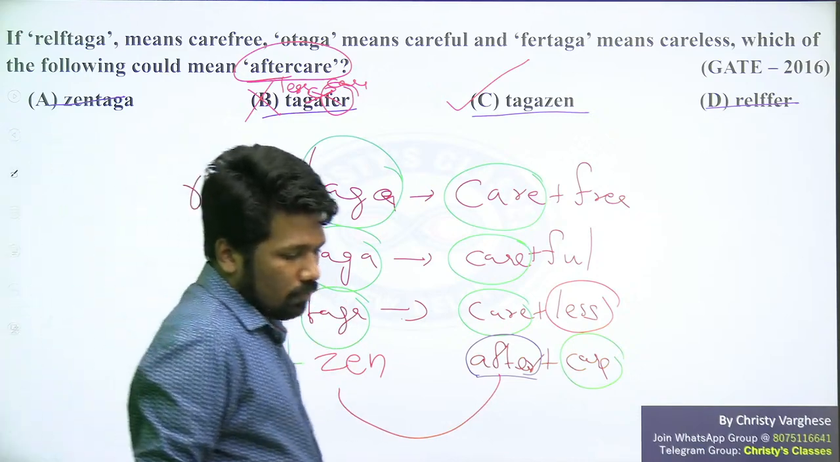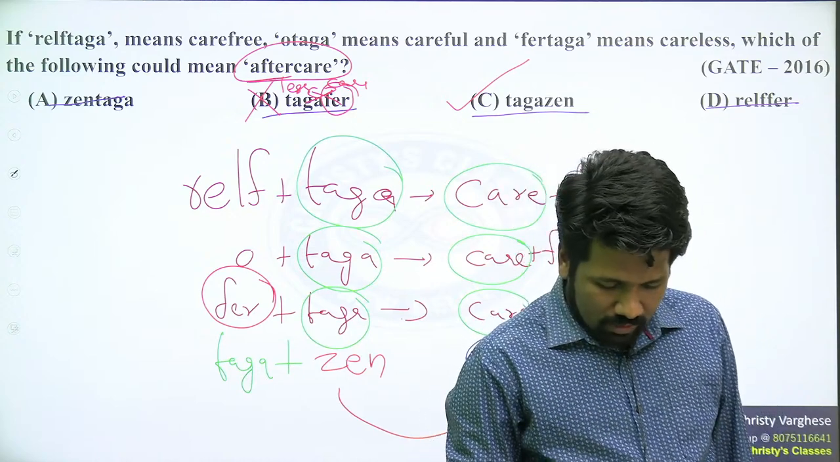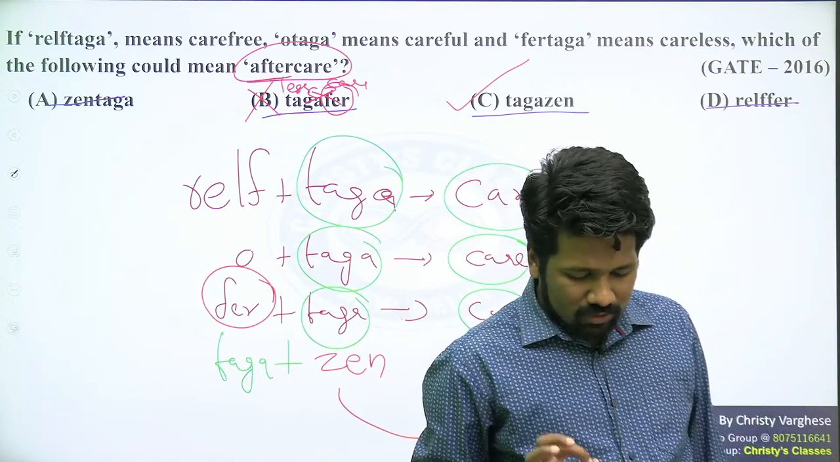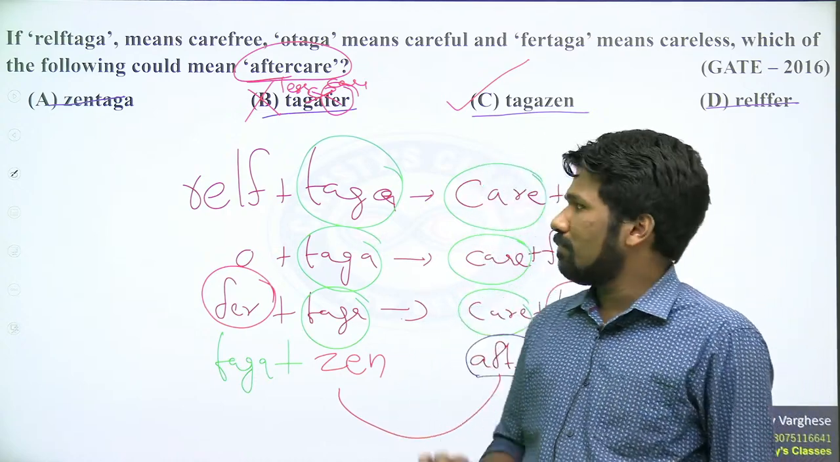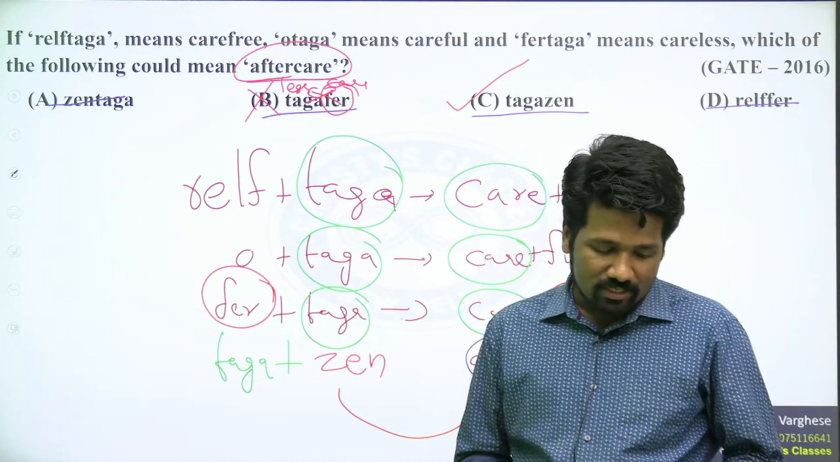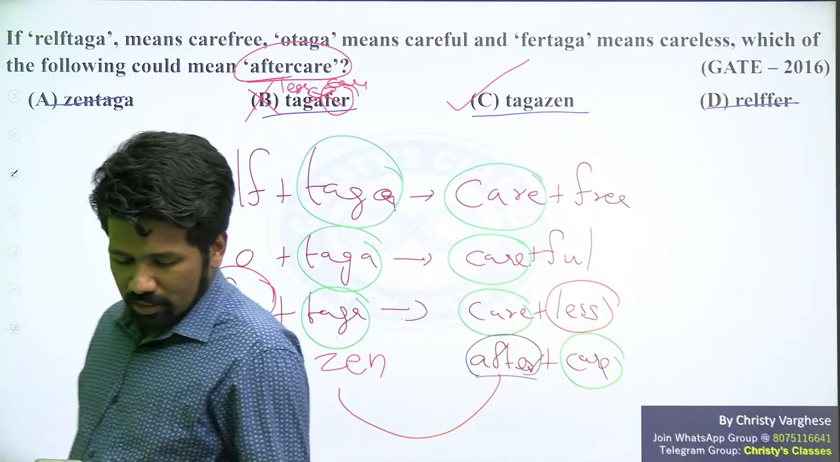Please respond, all of you, whether this is clear or not. Again, this was one of the questions which was at least a bit challenging in this chapter, asked in the previous question papers of GATE. If all of you understood it, I will show you one more question.